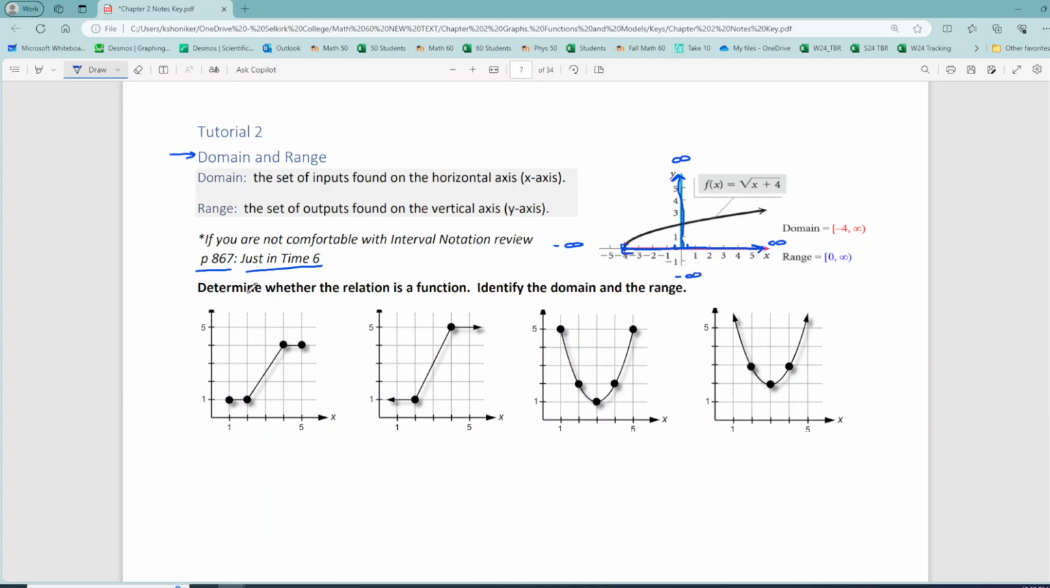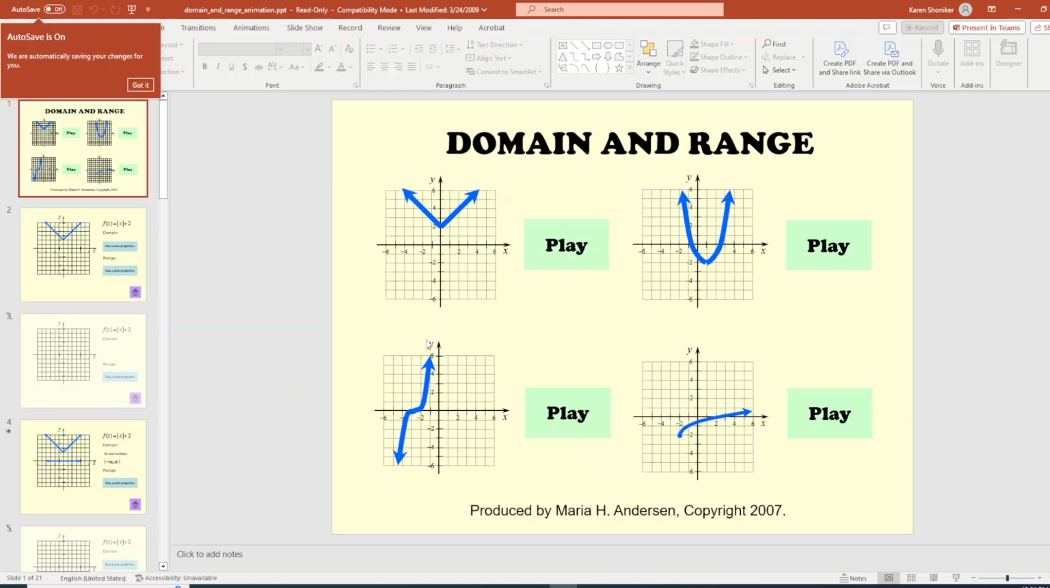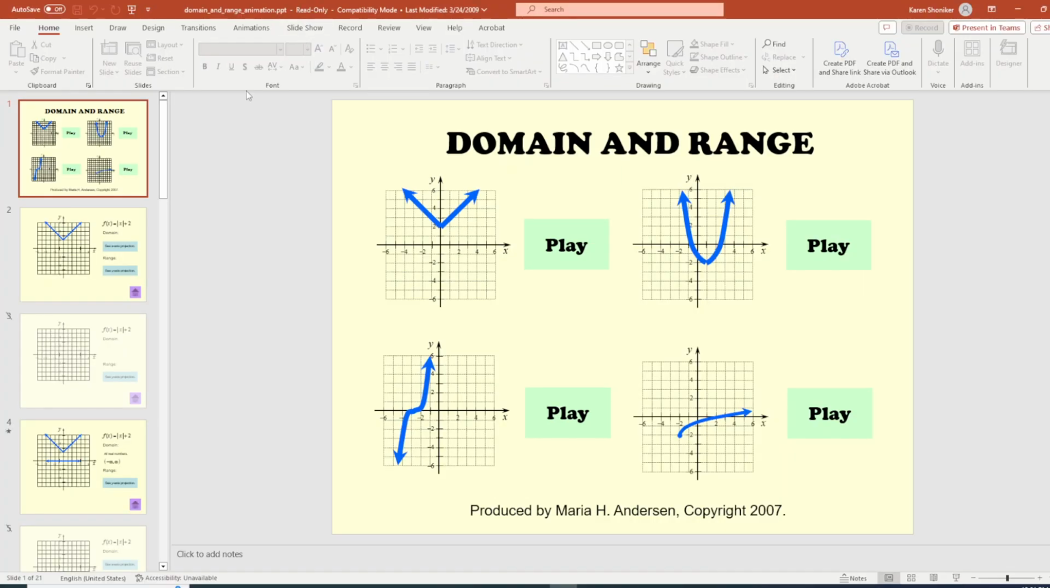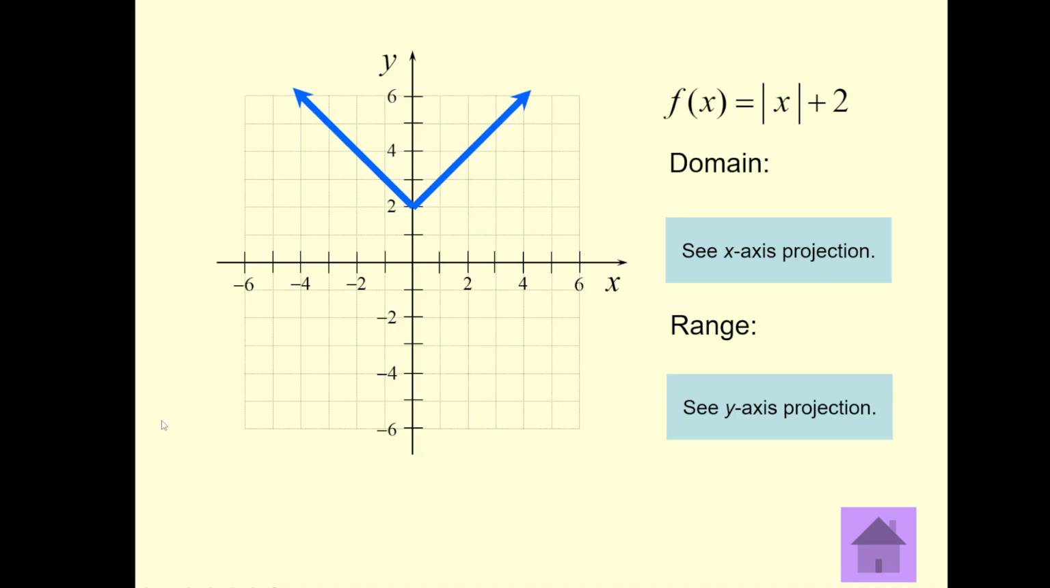So what we're going to now do is determine whether the relation is a function, and we're going to identify the domain and the range. Now, before we start doing them on here, what I always like to show is this PowerPoint. So I was talking about casting shadows, and I wanted to show you what I meant by that. I just have to switch my pages, one sec. Okay, there we go, it was showing on the wrong screen.